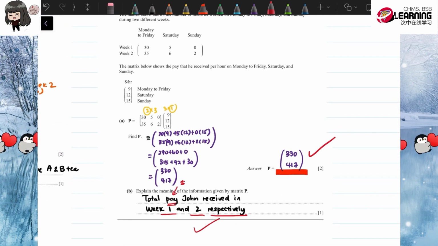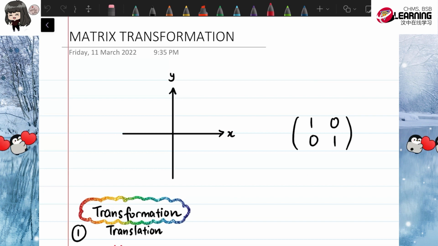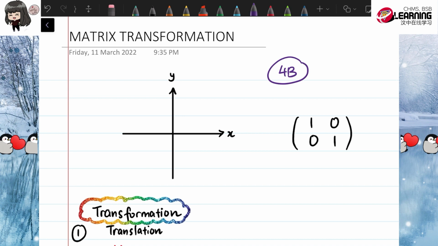Okay, let's move on to matrix transformation. Matrix transformation is in the 4B book. Please get ready your 4B book, Discovering Maths 4B. Your 4A we have done everything already, and for 4B, we have a few more topics left.